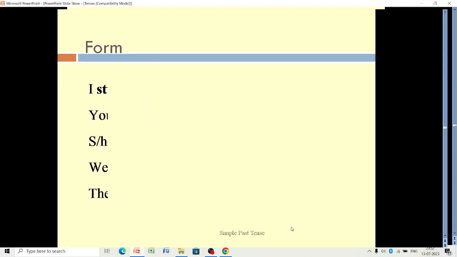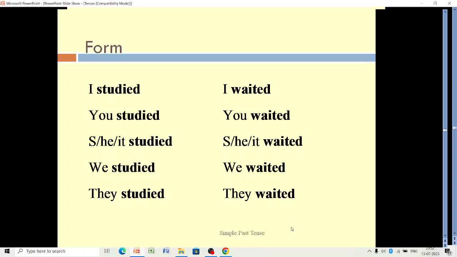Now this is the form. Now the second form of the verb is used to express the action. Since it is in past tense, only the second form of the verb is used for all the personal pronouns. I studied, you studied, he, she, it also studied, and we studied, they studied. So the second form of the verb is taken to express that action.